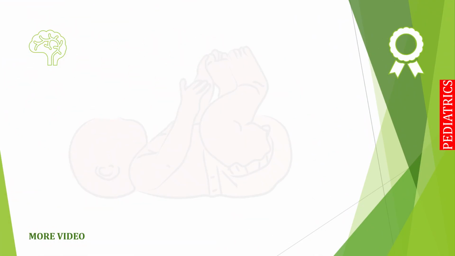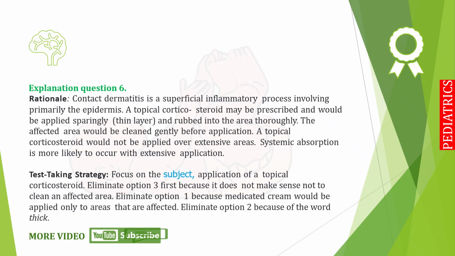Explanation. Question 6. Rationale: contact dermatitis is a superficial inflammatory process involving primarily the epidermis. A topical corticosteroid may be prescribed and would be applied sparingly, in a thin layer, and rubbed into the area thoroughly. The affected area would be cleaned gently before application. A topical corticosteroid would not be applied over extensive areas. Systemic absorption is more likely to occur with extensive application.